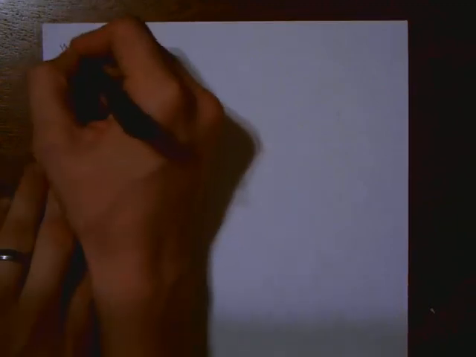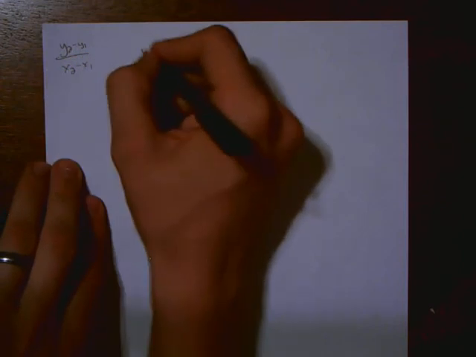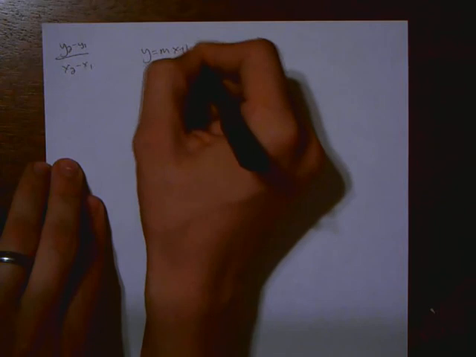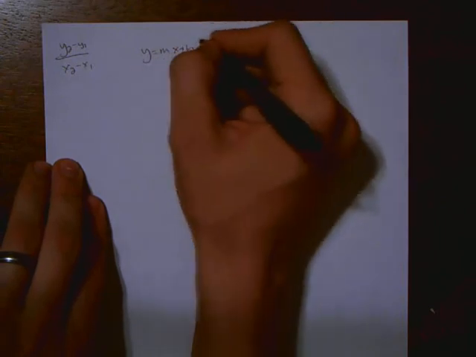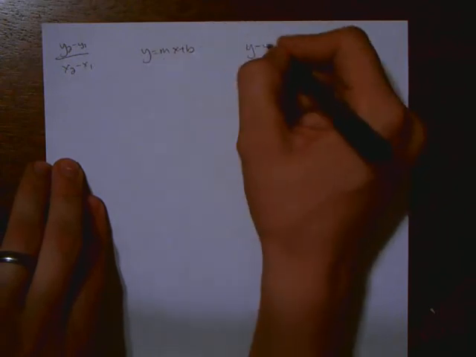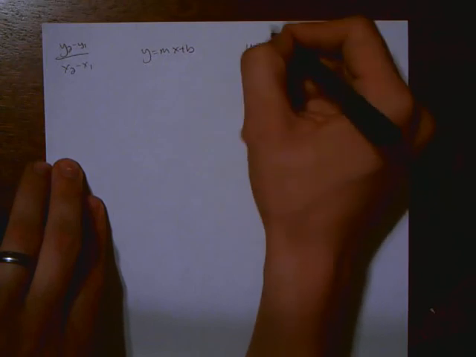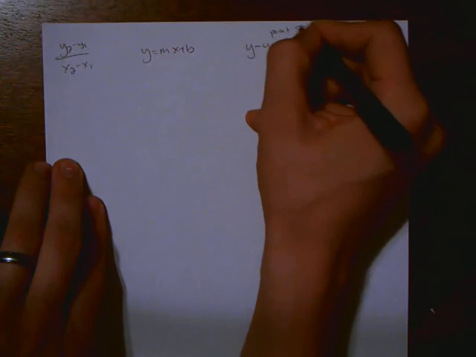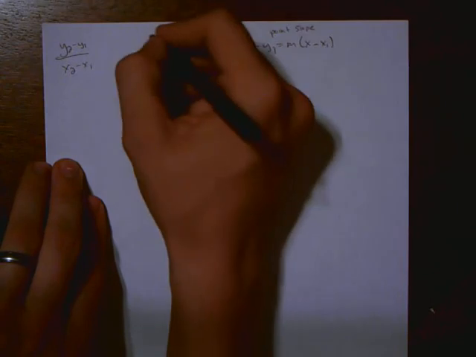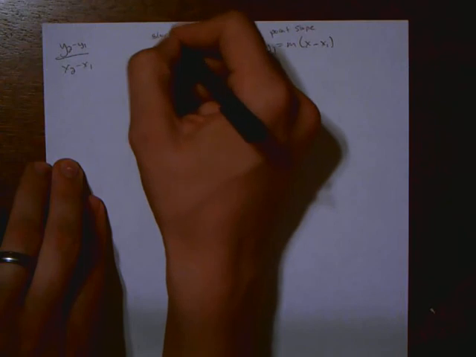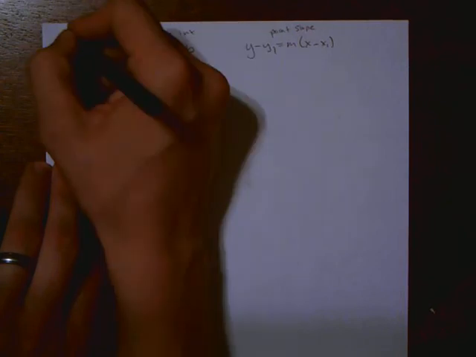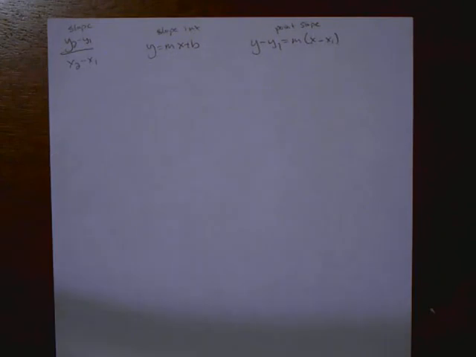We've got y2 minus y1 over x2 minus x1. This is a slope equation. We also have y equals mx plus b. This is the y-intercept, slope-intercept equation. And we also have y minus y1 equals m times x minus x1. This is point slope. This is slope-intercept. And this is just slope. So these are the 3 you're going to need. And we'll talk about the different kinds of questions you'll see and how to approach them.